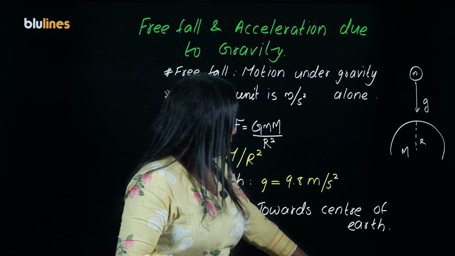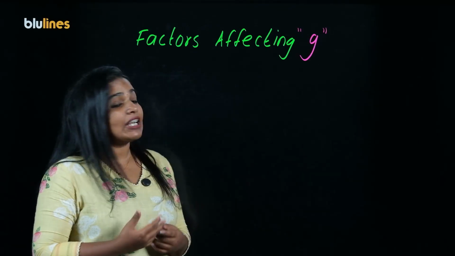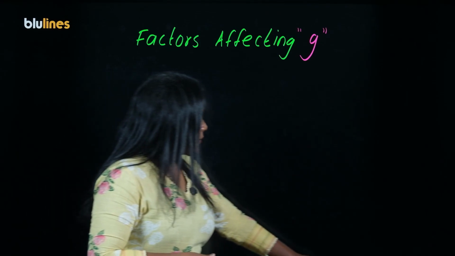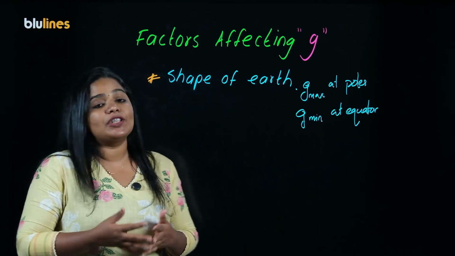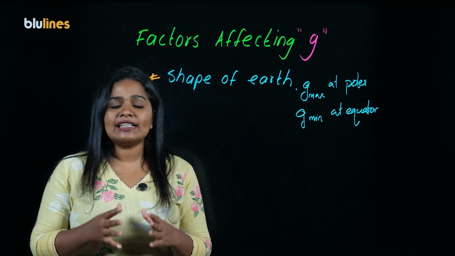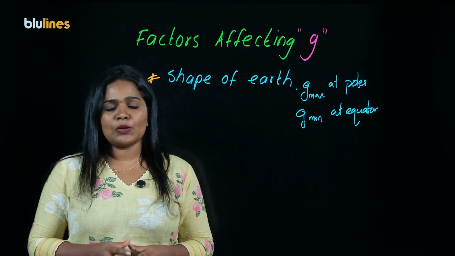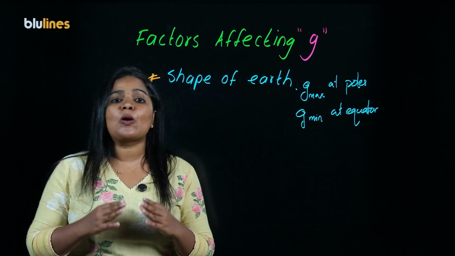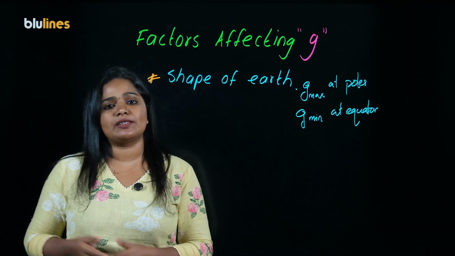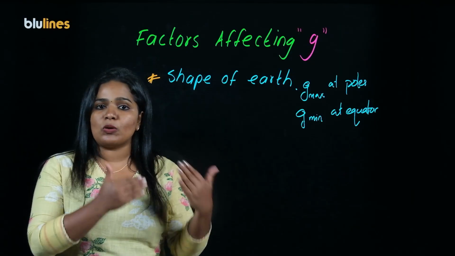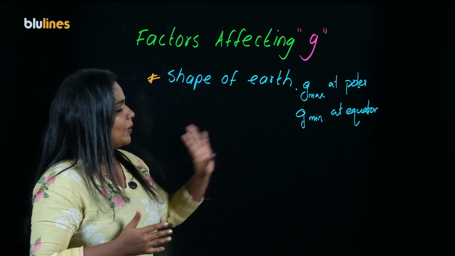Now, factors affecting g. The first factor is the shape of the earth. We know that earth is not a perfect sphere. It is a spheroid sphere. So, the value of g is not constant. It varies from place to place. Maximum g is at poles and minimum g is at the equator.